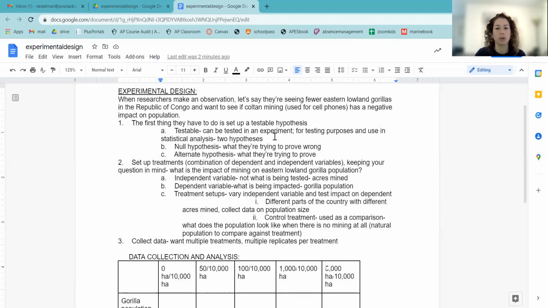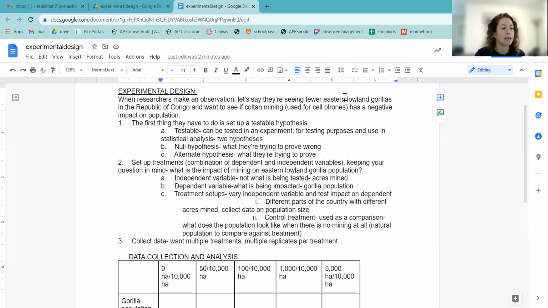So over here you can see a little worksheet I created for you about experimental design. So when researchers make an observation, they have to create an experiment to test what's causing it.